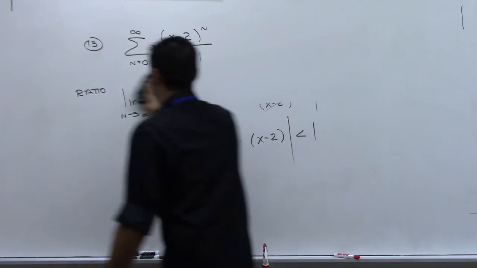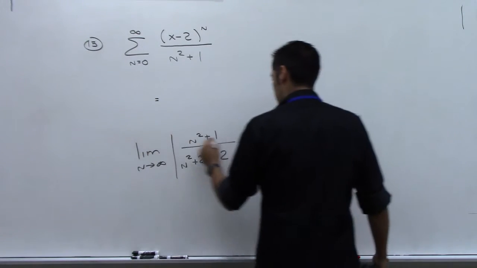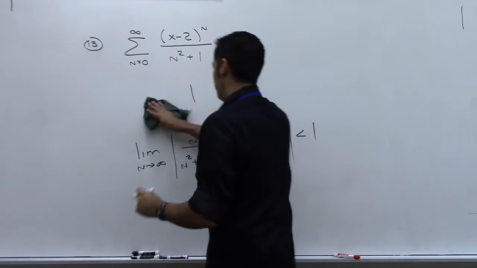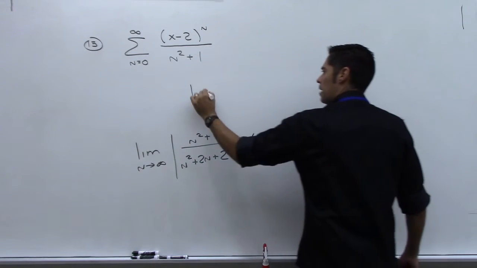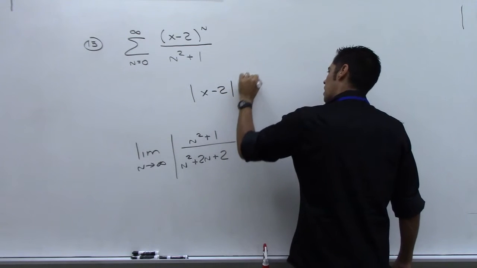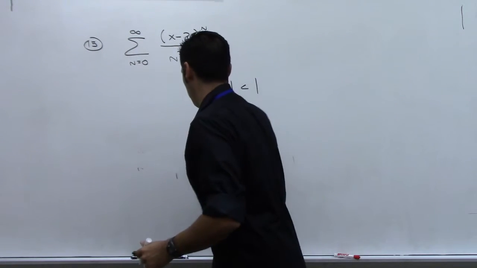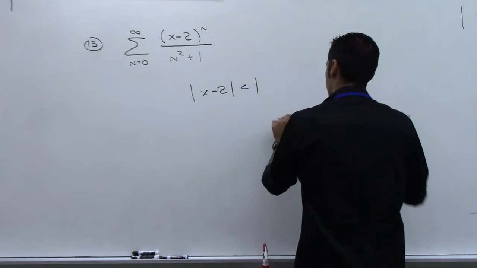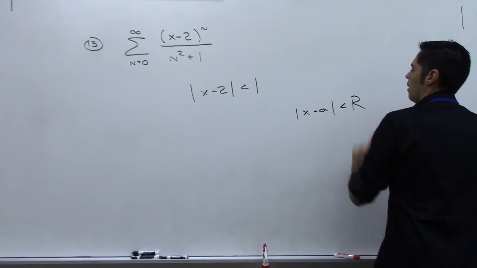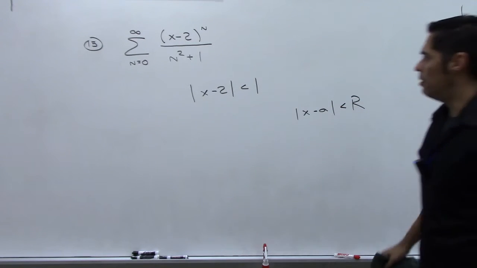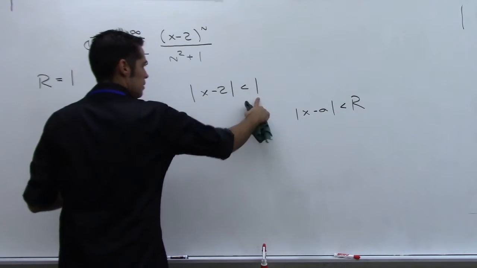So since that goes to 1, then this limit is equal to, this left side is going to give us the absolute value of x minus 2 must be less than 1. And that is what we're trying to get. Remember, to find the radius of convergence, you have to have it look like this. And that's what we have. So my radius of convergence right now for this problem is 1.